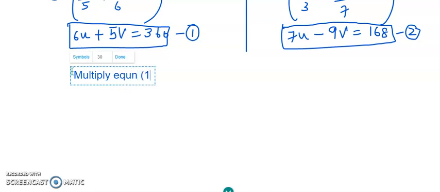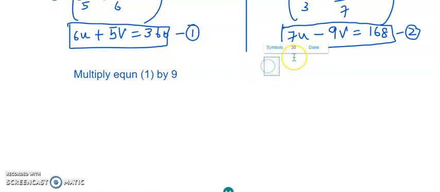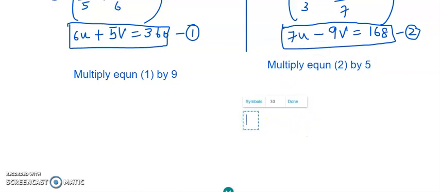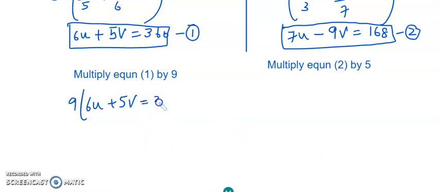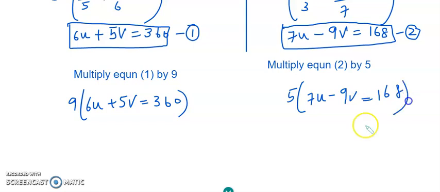Multiply equation 1 by, yes, 9. Okay, and there I'll write multiply equation 2 by, sorry, how much? Yes, 5. Okay, so let's start. So we are multiplying equation 1 by 9. So it will be 9 times 6u plus 5v equals 360. Okay, and here it will be 5 times 7u minus 9v equals 168.